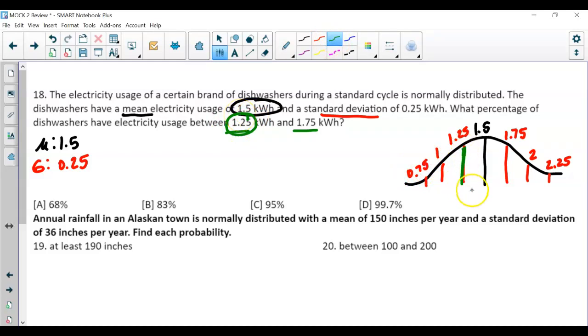So now notice, where's 1.25? Right here, 1 standard deviation below the mean. Where's 1.75? 1 standard deviation above the mean. So what is 1 standard deviation away from our mean? 68%.